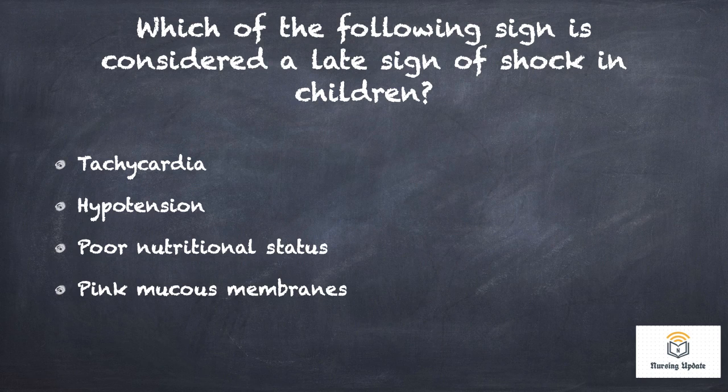Okay, first MCQ: which of the following signs is considered a late sign of shock in children? Option A tachycardia, option B hypotension, option C poor nutritional status, and option D pink mucous membrane. They have asked the late sign. You should be very clear about the early signs and late signs of shock. Both MCQs have come in exams.